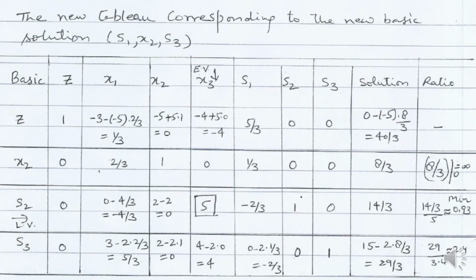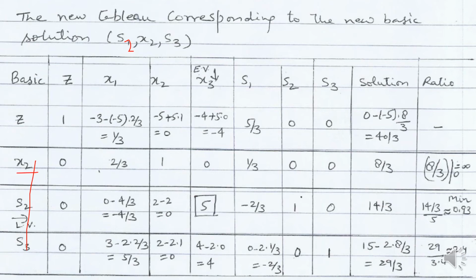So this is the new table which we have obtained after applying the formulas which were given in the previous slide. In each element I have written the calculation, and let's see how we have done that. So here our new basic solution is now, S1 is gone, so the new basic solution is S2, X2, S3.